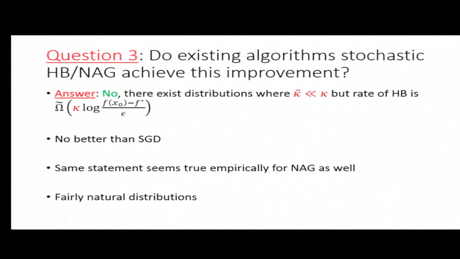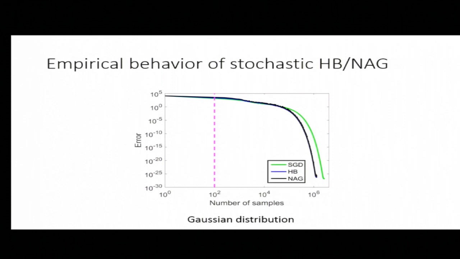So let me try to convince you through this graph. Let's say you sample data from Gaussian distribution. On the x-axis, you vary the number of samples. On the y-axis, you observe how much error each method is obtaining. And this is the line of information theoretic limit. That is, hopefully, you want to get convergence near this sample rate. And 10 to the power 4 is the computational condition number. Here you see that the rate of convergence for each of these three, that is stochastic gradient descent, heavy ball, and Nesterov's accelerated gradient, is almost the same. So you do not see any improvement using stochastic heavy ball method or NAG method.